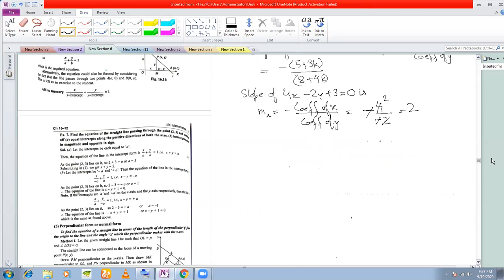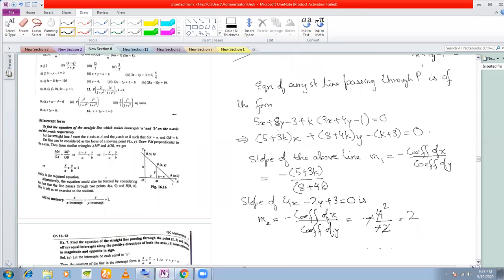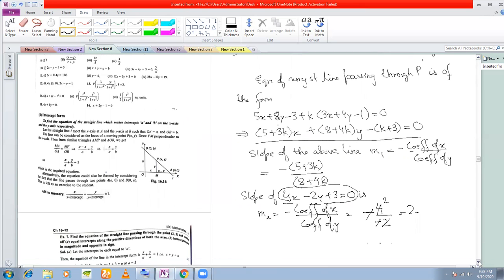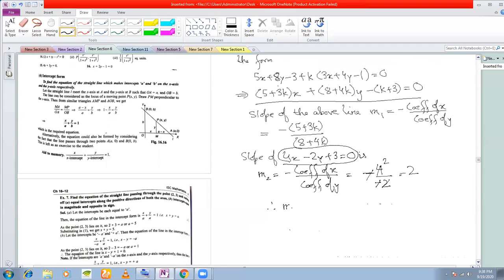Now these two straight lines are perpendicular to each other, that is this straight line and this straight line. That means the product of their slopes must be minus 1. Therefore m1 m2 must be equal to minus 1. Here m1 is minus 5 plus 3k divided by 8 plus 4k, and m2 here is simply 2, and the product is equal to minus 1.